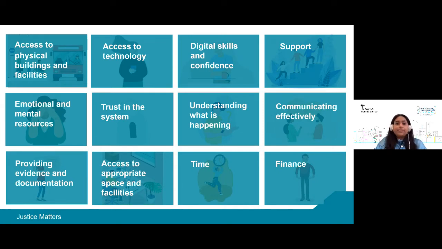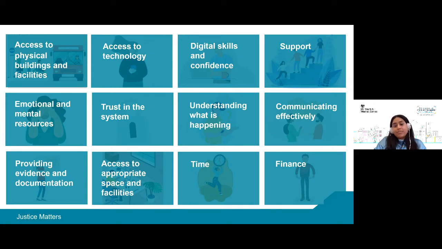Understanding what's happening. So understanding what's happening is key to effective participation in justice. However, we know that people don't always understand what's expected of them or what they need to do. So this barrier includes not being able to understand spoken or written information, not understanding complex legal processes, or even not being aware of support options available to you.